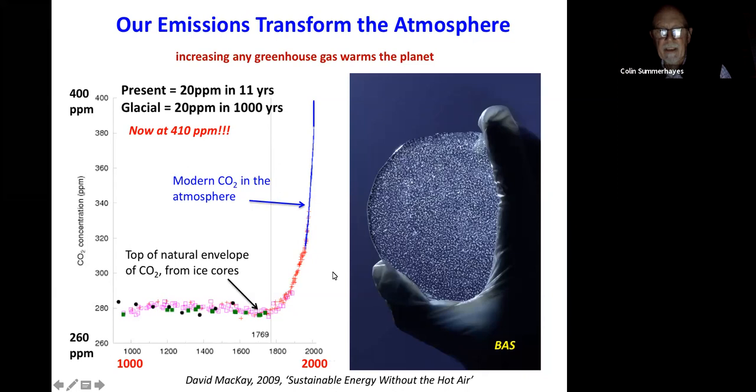So that's the basic underpinning. Our emissions are transforming the atmosphere. Everything you see in the blue part represents that we're living in a different time with a different atmosphere from anything that went before. What was significant about 1769, some of you may remember, is that this is when James Watt patented his steam engine, and everybody wanted one, and so masses of coal started to be burnt.